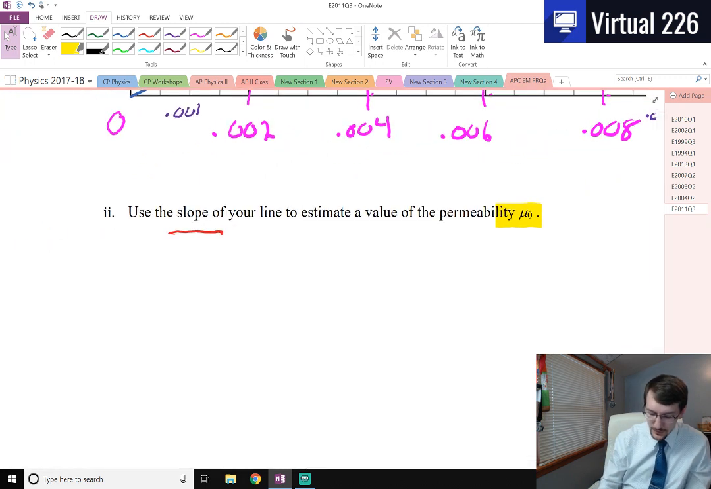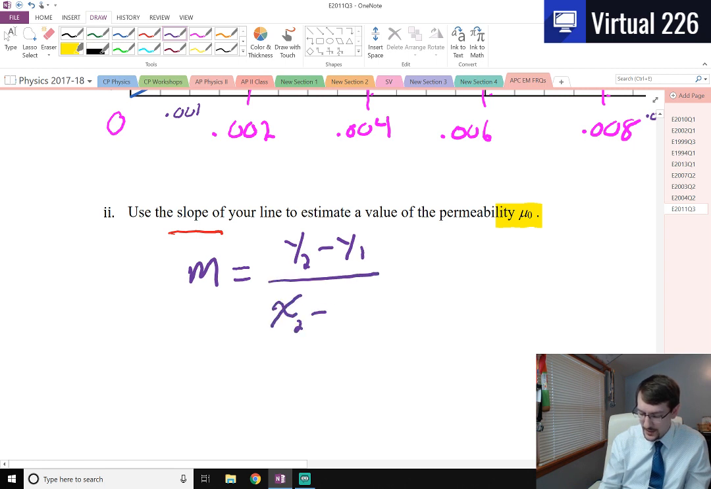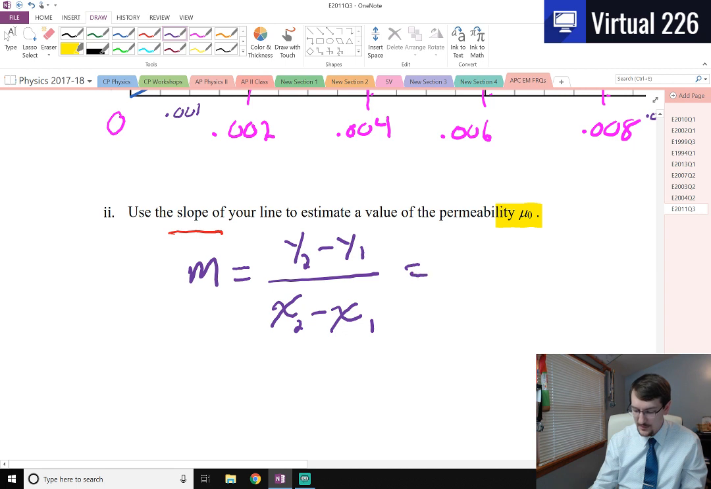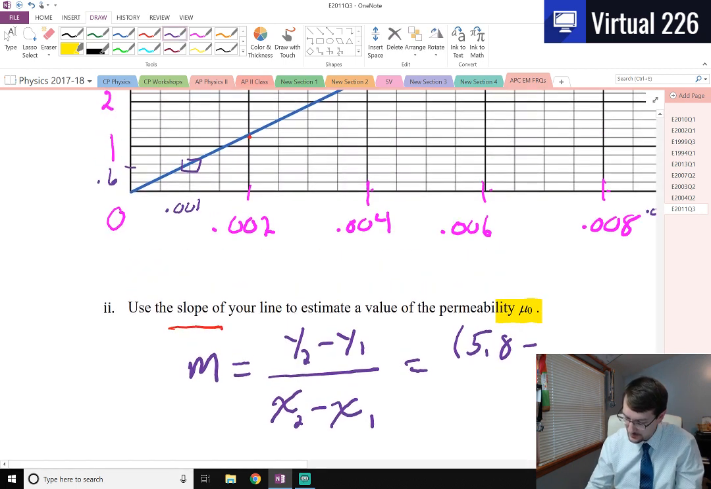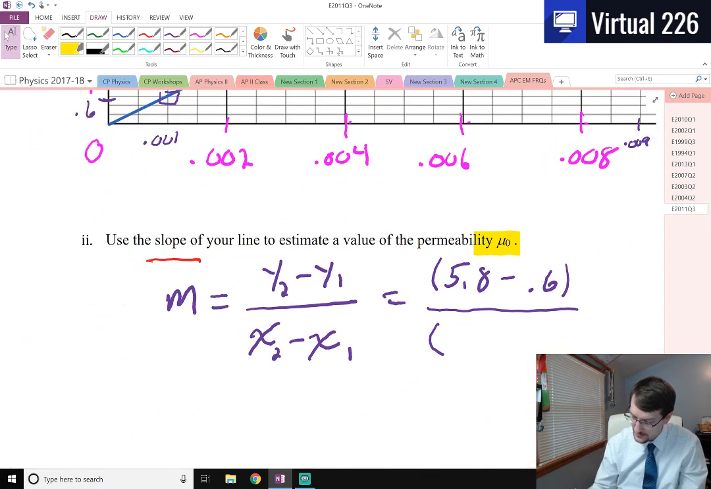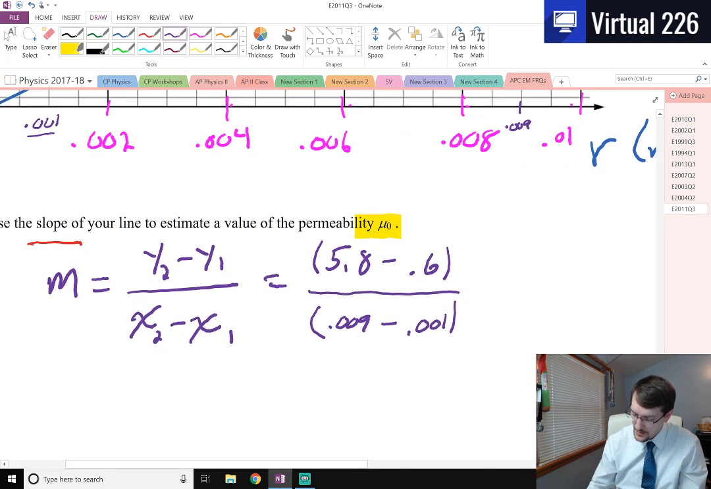You're going to calculate your slope the same way you always have: y2 minus y1 over x2 minus x1. Plugging in the values, my y2 was 5.8 minus, and then down below it was 0.6. I'm just reading those from my y-axis. Divided by, and my x2 was out at 0.009, minus my x1, which was all the way back here, 0.001. This gives me a value of 5.2 over 0.008.